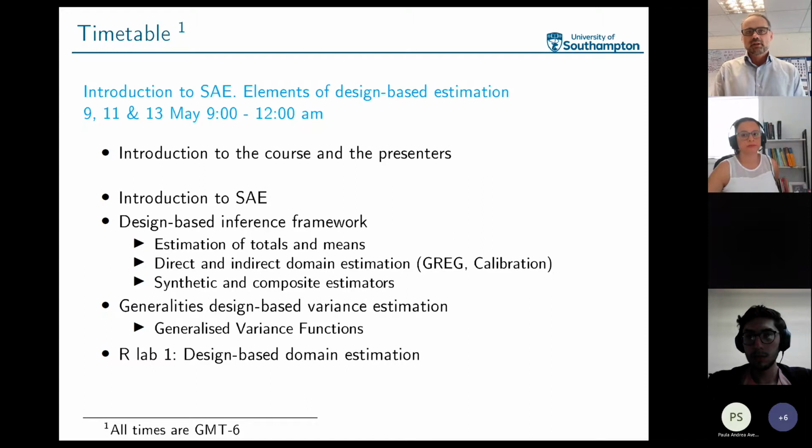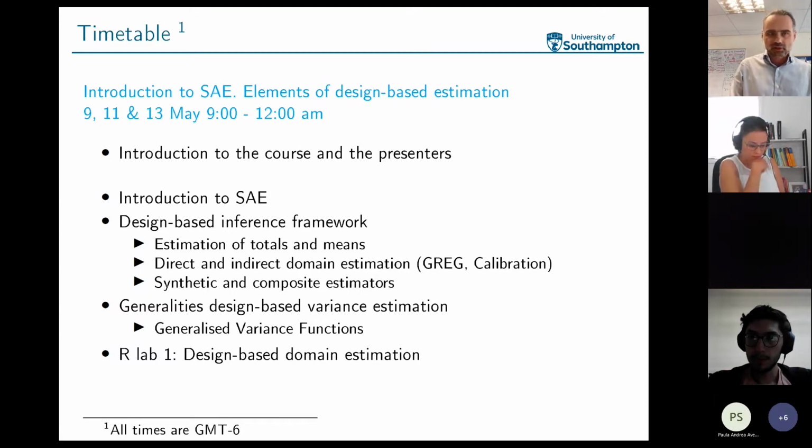And why we do that is because this training is delivered for colleagues in DANE. And DANE is a National Statistical Institute, and design-based frameworks have been really the workhorse for decades within National Statistical Offices. So I think that a design-based framework provides the foundations for small area estimation. You cannot really do small area estimation unless you have a firm understanding of the framework that we're going to present during this first week of the course.